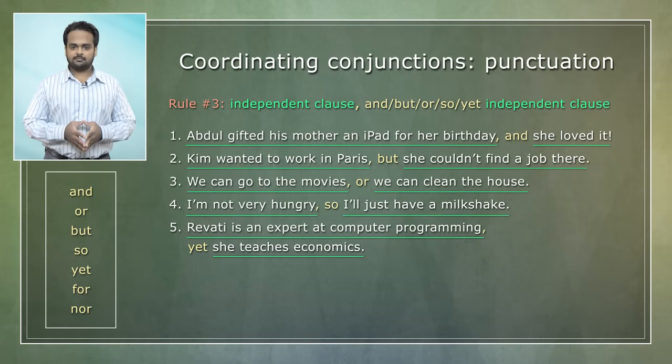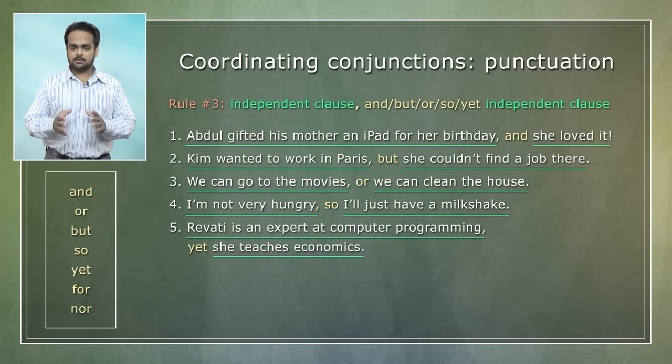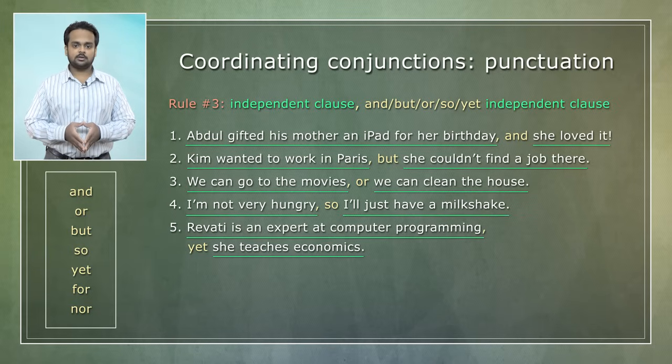Finally, in number 5, you see the conjunction yet. The meaning of this sentence is that Revathi is very good at programming, but still she teaches economics. So the word yet is like saying but still. Here the first clause is Revathi is an expert at computer programming, and the second clause is she teaches economics.